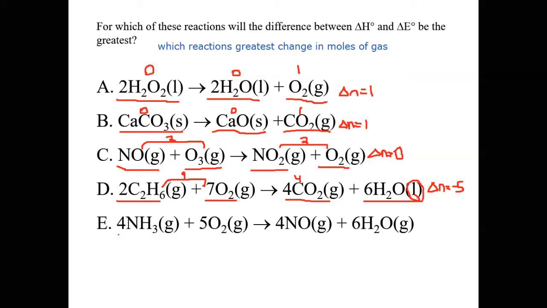Now we go to E. E has 4 moles of ammonia, 5 moles of oxygen gas. So collectively, we have 9. On the product side, we have 4 moles of NO, 6 moles of H2O. We have a total of 10 moles on the product side. So delta n would equal 1. So in E, it would expand because there's more moles of gas on the product side. So the correct answer, which one would have the greatest difference between delta H and delta E? It would be D, because D has the greatest difference in the moles of gas.